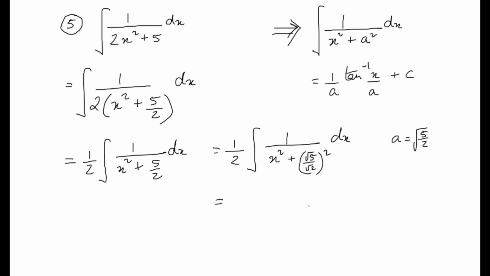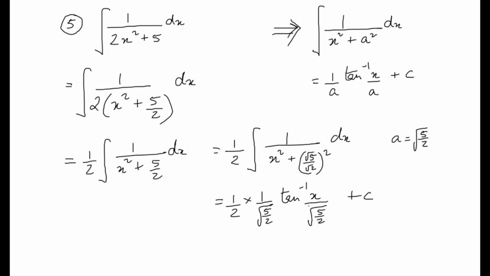So keeping half intact, 1 by a would be 1 by root of 5 by 2 tan inverse of x by root of 5 by 2 plus c. So the fifth integral works out to be a tan inverse integral, but you need to be able to recognize this.